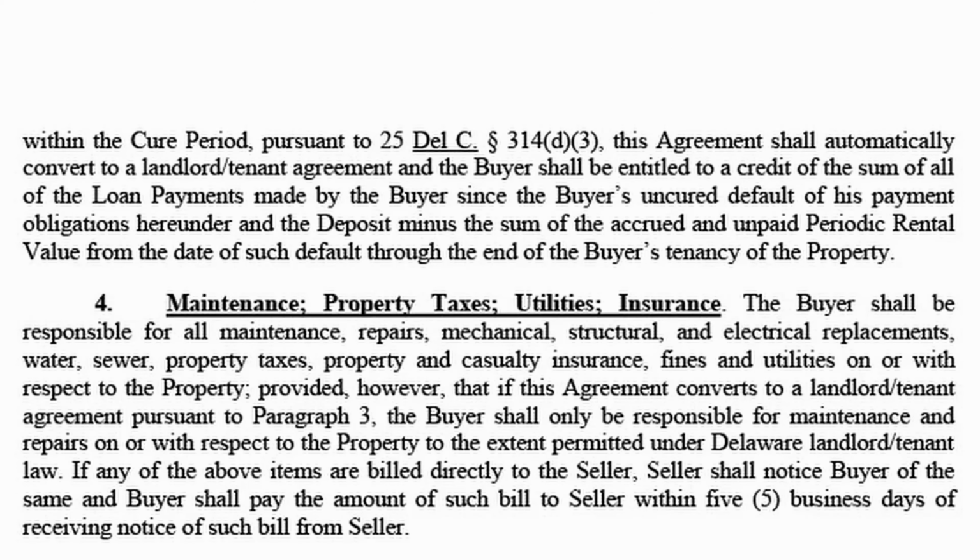All right, so this is going to be the last part of section 3. So if the buyer doesn't pay the loan balance, the agreement will automatically convert to a landlord-tenant agreement, and the buyer shall be entitled to credit of the sum of all of the loan payments made by the buyer. So you have to add up all the loan payments since the uncured default and the deposit, right? So you add up the deposit plus all of the amounts that the buyer paid since the default, and then you subtract from that the rental value through the default period.